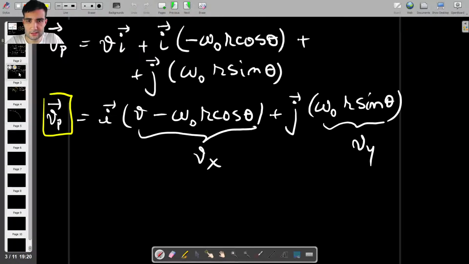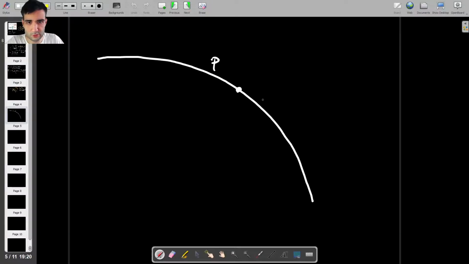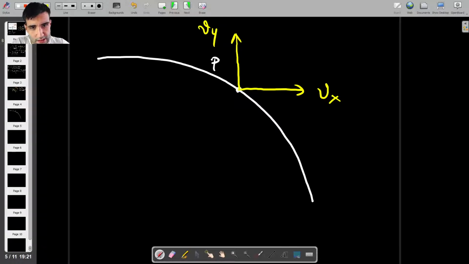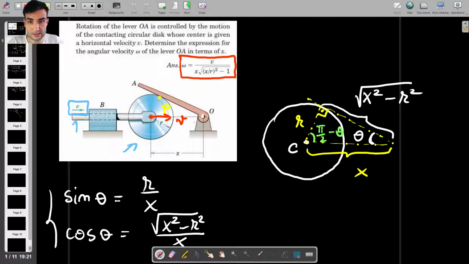So point P has this velocity, which has a Vx and a Vy. Vx is going to be in the x direction, and Vy is going to be in the y direction, like this. Okay, and I'm looking at the velocity which is normal to the surface of the circle, of the disk, right? And if you use a bit of geometry, you'll figure out that this angle here is actually the same angle as theta.